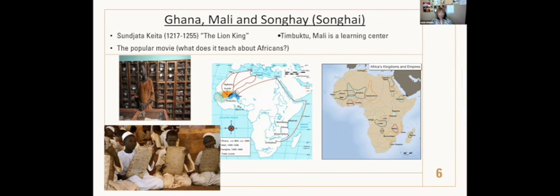All right, Ghana, Mali, and Songhai. In US history, you really can't go too much into these three nations. You should go very in depth when you're talking about kingdoms in world history, or if you have an African civilization class. But for US history, at least a day or two on Ghana, Mali, and Songhai, great civilizations in West Africa. And Sunjata Keita, the real Lion King, comes from Mali. Timbuktu is a learning center.